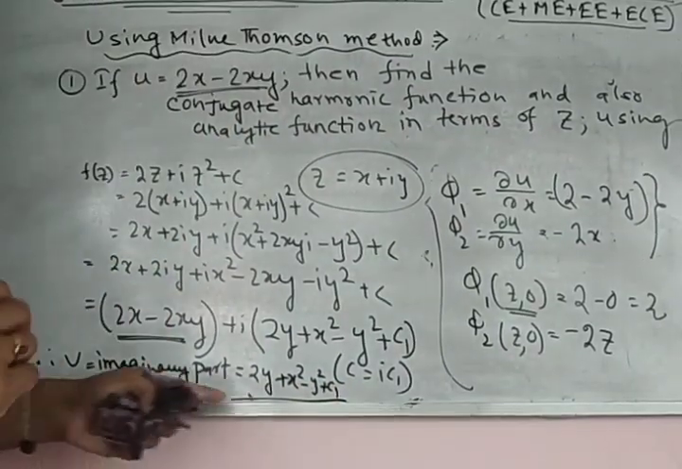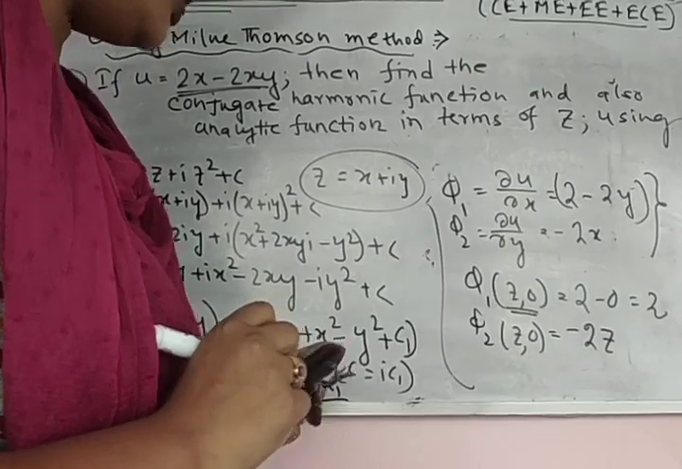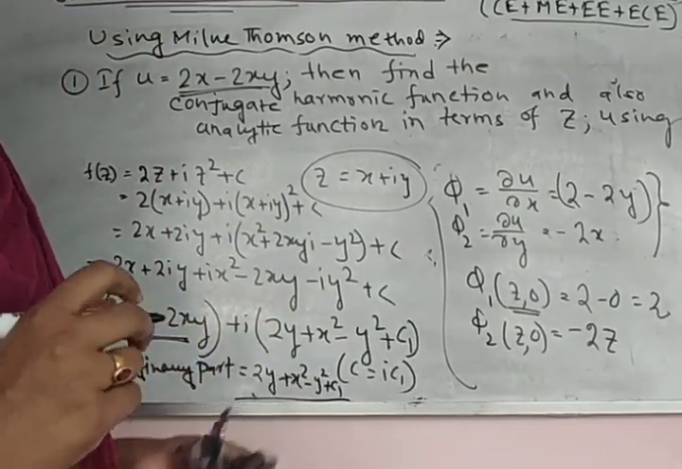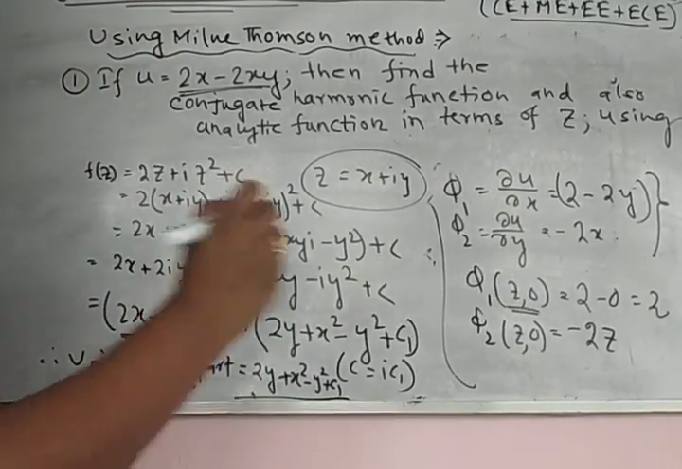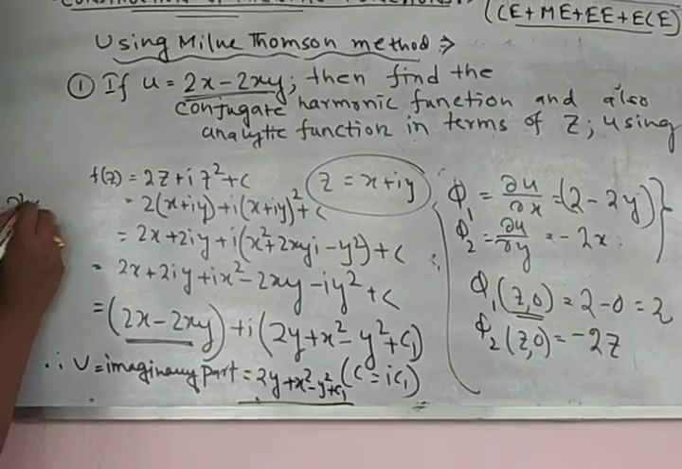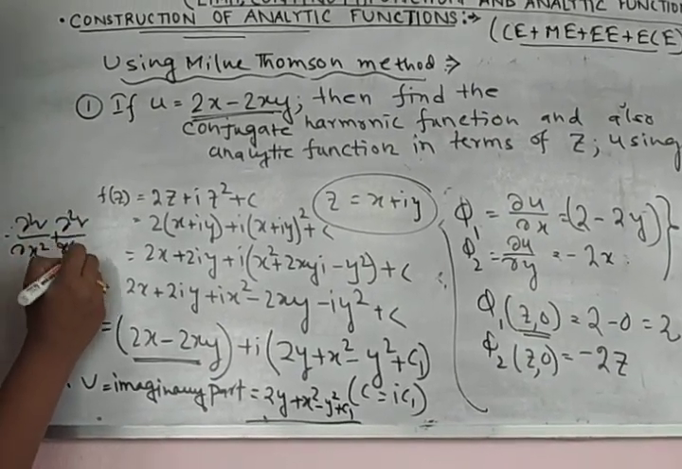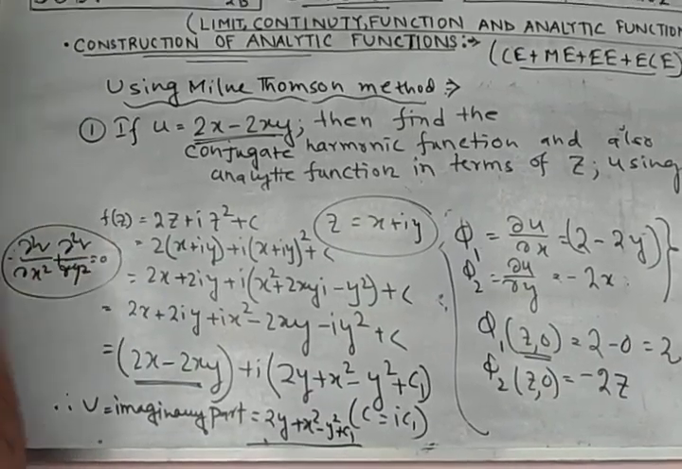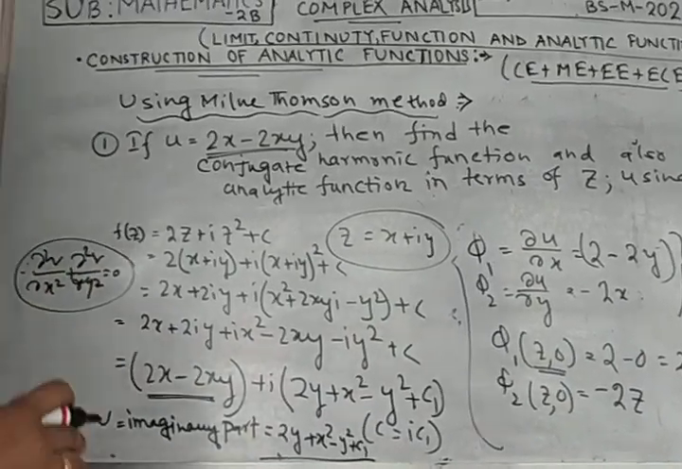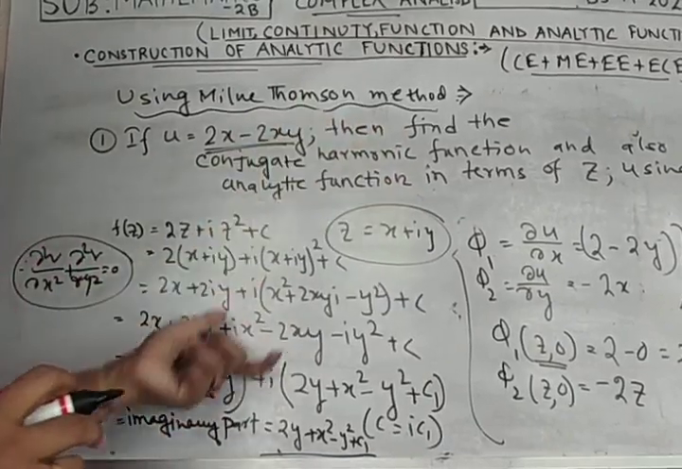So this function is a conjugate harmonic function. Conjugate harmonic function means this function will satisfy del squared v by del x squared plus del squared v by del y squared equals 0. Here u was given and v unknown.